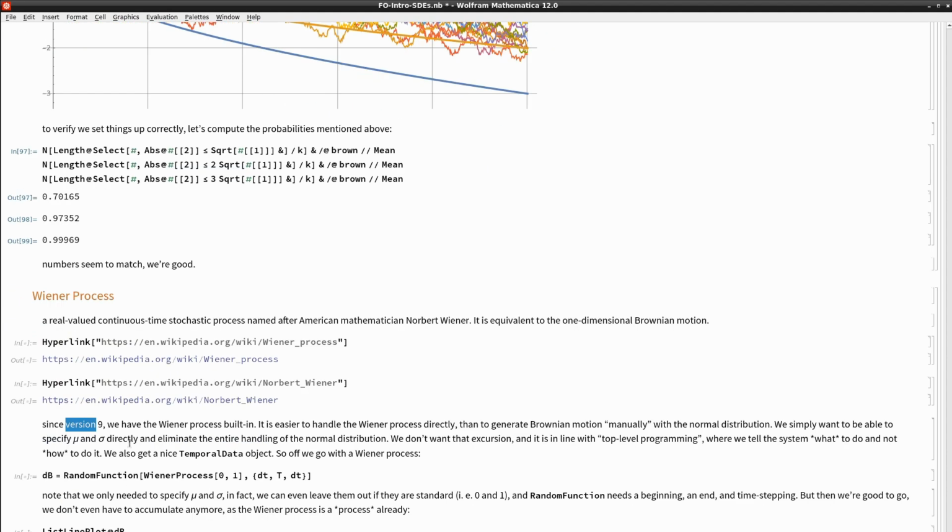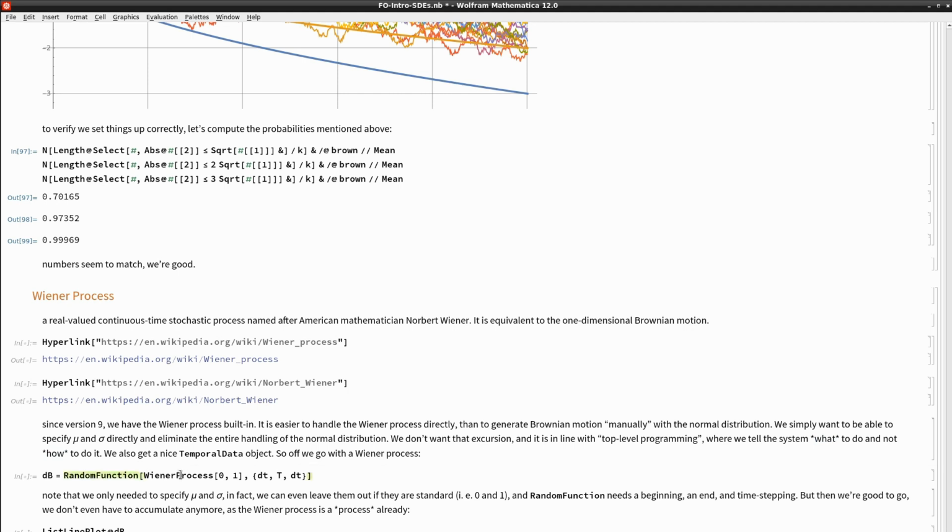And since version 9 in Mathematica, we have the Wiener process built in. And for us, it is now easier to handle the Wiener process directly than to generate Brownian motion manually with a normal distribution and then accumulate to get a Brownian motion process. So we simply want to be able to specify mu and sigma directly in a Wiener process and eliminate the entire handling of the normal distribution. We don't really want that excursion, and it's in line with top-level programming, where we tell the system what to do and not how to do it, right?